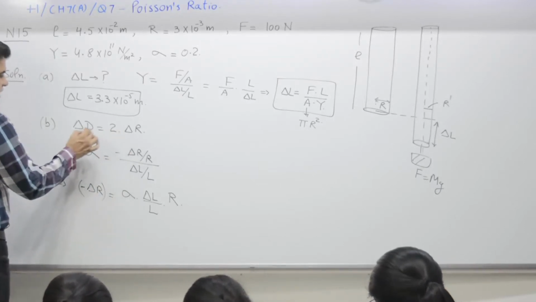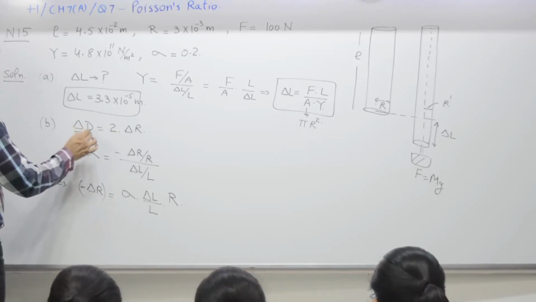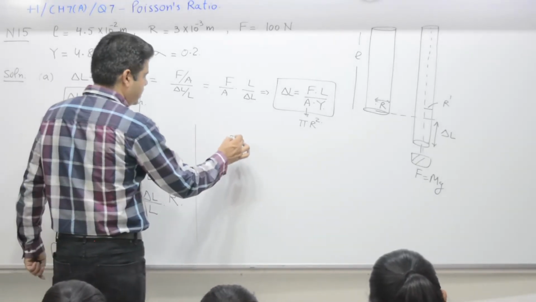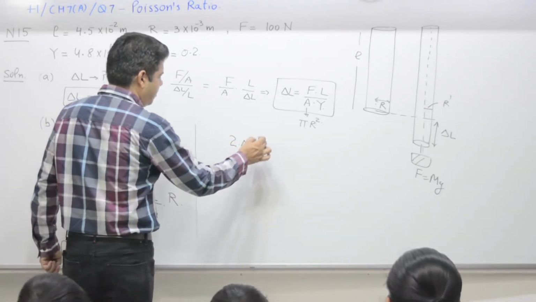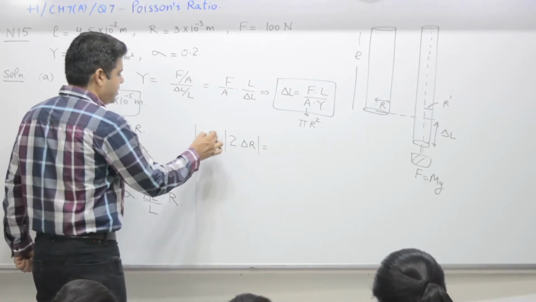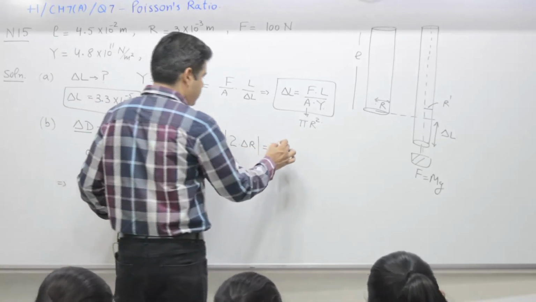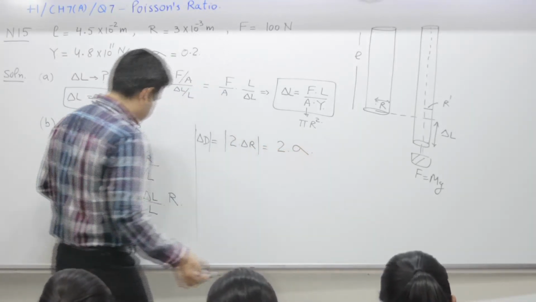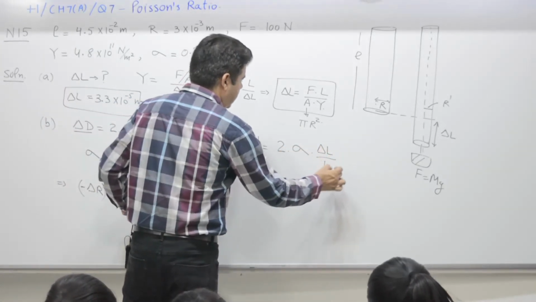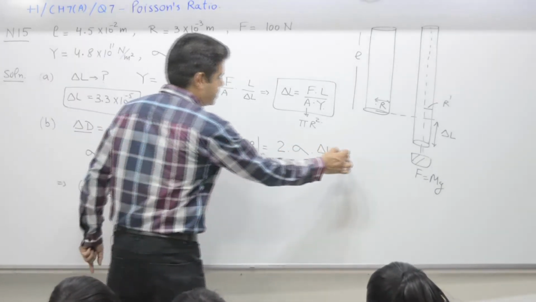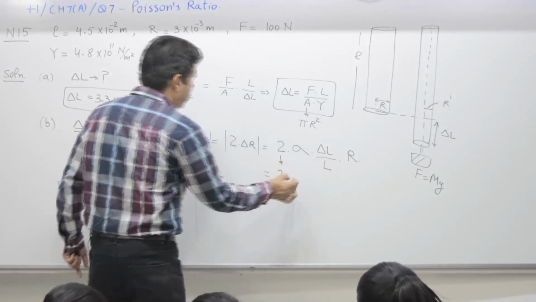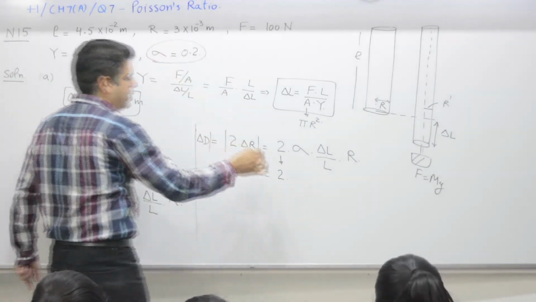You want to find out change in dia. Change in dia is 2 times delta R. So if you multiply both sides with 2, what you get is 2 times delta R, only magnitude, is equal to this change in dia. Magnitude is 2 times delta R is equal to 2 times Poisson's ratio into delta L by L into radius. Value, Poisson's ratio given how much? 0.2.